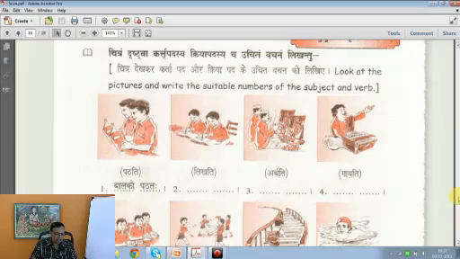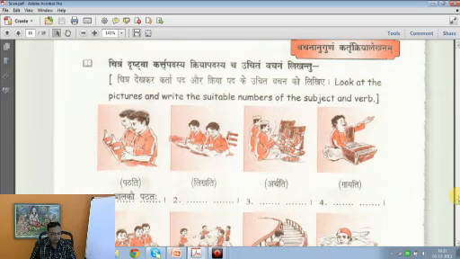Now, depending on the number of the subject given on this page 106, you look at the pictures and write the suitable numbers of the subject and verb. Now, one example is given here, very simple exercise. Balakau, the clue is also given, patati you have to use. So, since there are two boys, Balakau, patataha, very simple. Now, likhati is given, and what are the two boys doing? Balakau likhataha.